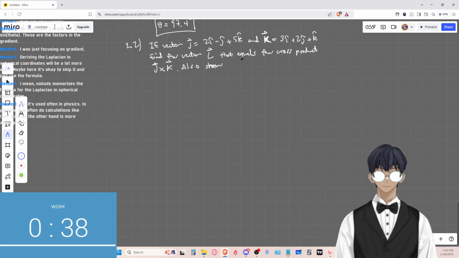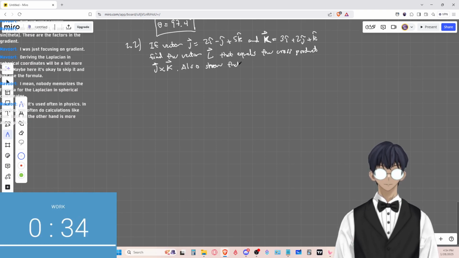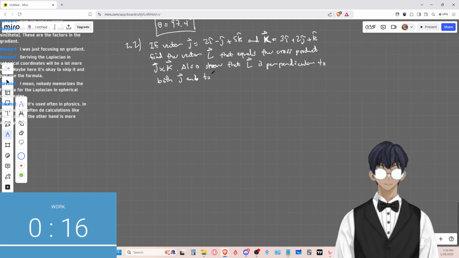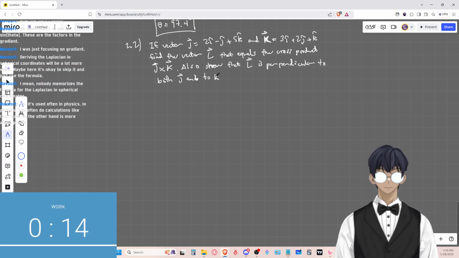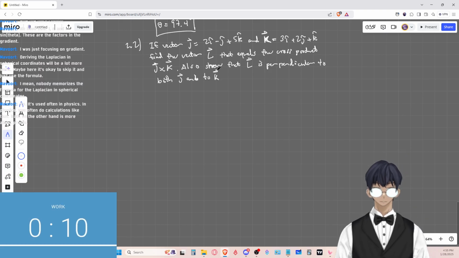Also, show that L is perpendicular to both J and 2K. Okay, cross product time.